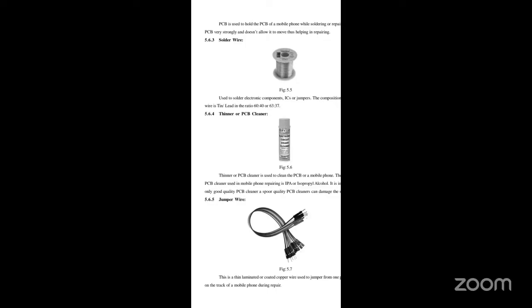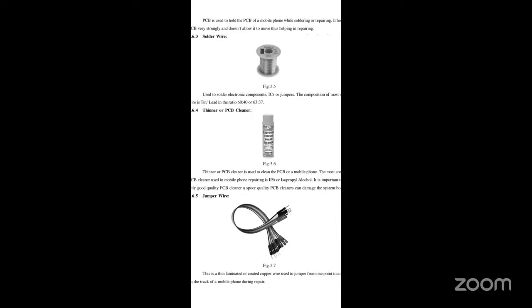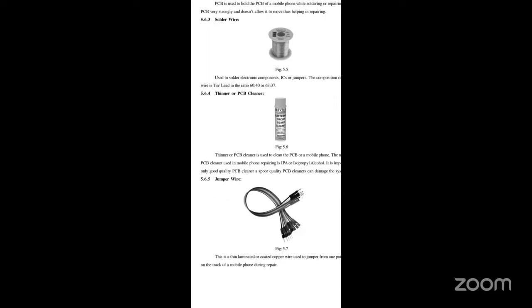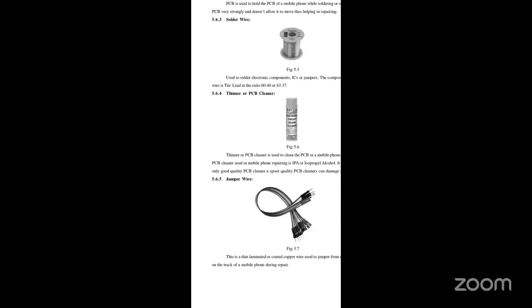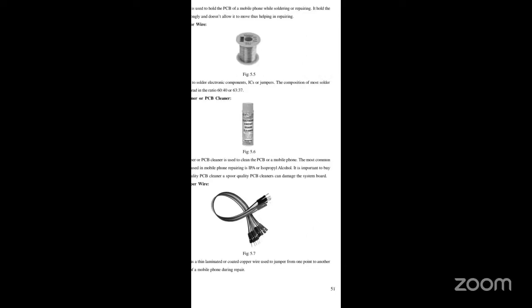Thinner or PCB cleaner. Thinner or PCB cleaner is used to clean the PCB of a mobile phone. The most common PCB cleaner used in mobile phone repairing is IPA, or isopropyl alcohol. It is important to buy only good quality PCB cleaner. Poor quality PCB cleaners can damage the system board.